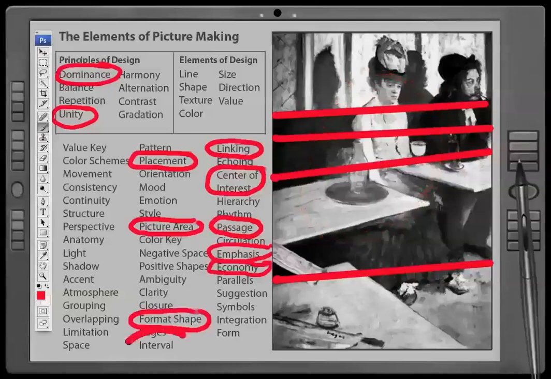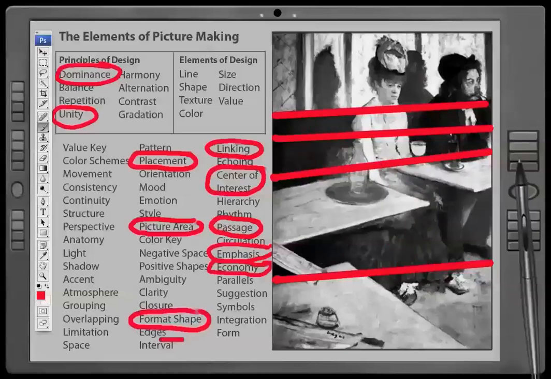Now if you look down here, I just added the word interval. I just remembered that that was missing from this list, and interval is very important. If you look at these lines and the spaces between them, you see that the spaces are different. There's much more space here between these lines than there is over here, and then there is less space over here than there is over here. So there are a variety of different intervals of space between these lines, which helps to add interest to them.